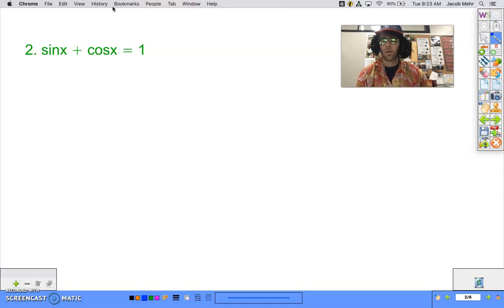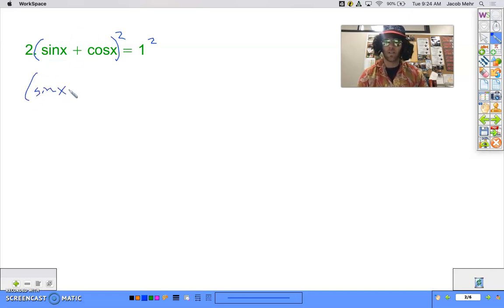So to get it to something that we can factor, let's actually square it. Let's make it a product so that we can write it in a way that we can factor. So I'm going to square both sides. Now when I square both sides, I have to FOIL this out. Sine of x plus cosine of x times sine of x plus cosine of x equals 1.